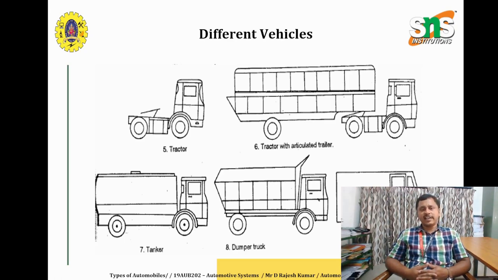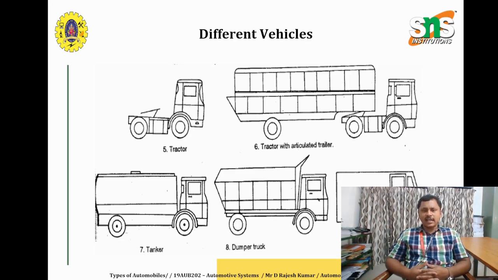And the next thing is about the tanker. So tanker, you can see that there is a tank which is located at the rear end of the vehicle. So after the driver cabin, immediately the tank is mounted on the vehicle. So that is called tanker. These tankers are used to carry liquid kind of things, for example, water, petrol, oils, chemicals, etc.